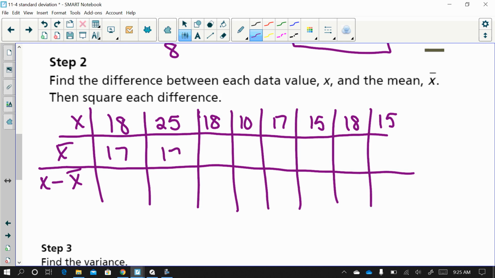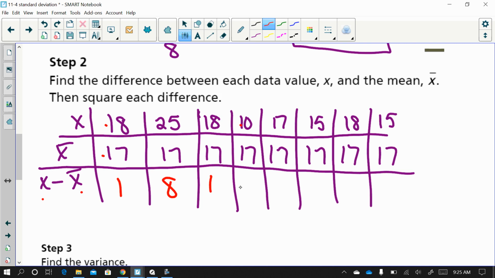Okay, and I know x bar is 17 all the way across, so you can fill that out. You don't have to do this if you don't want to, but this helps. So now I'm going to do x minus x bar. 18 minus 17, 1. 25 minus 17, 8. 18 minus 17, 1. 10 minus 17 is negative 7. 17 minus 17 is 0. Or sorry, 15 minus 17 is negative 2. 18 minus 17 is 1. 15 minus 17, negative 2.